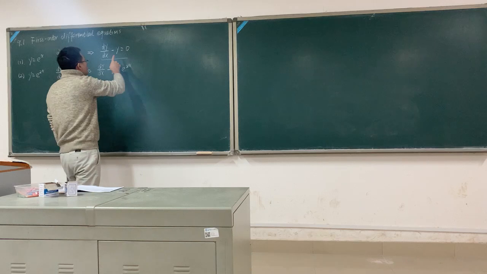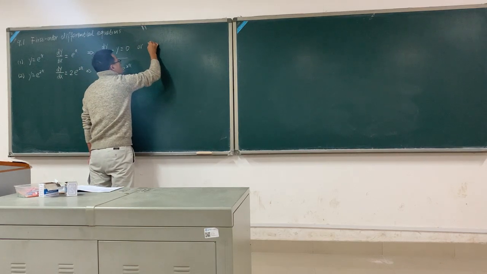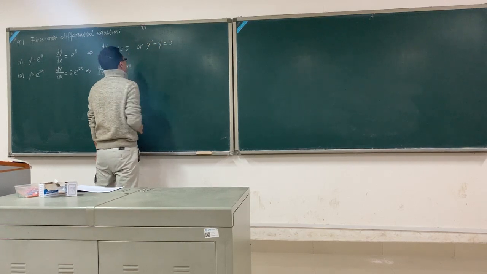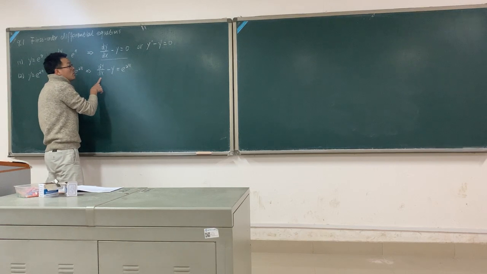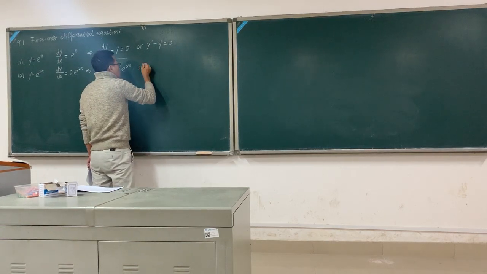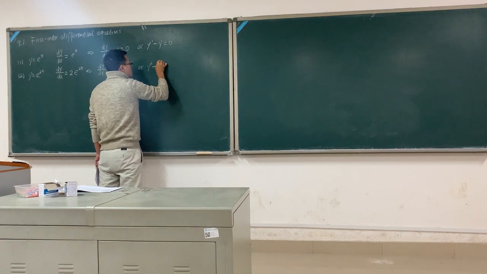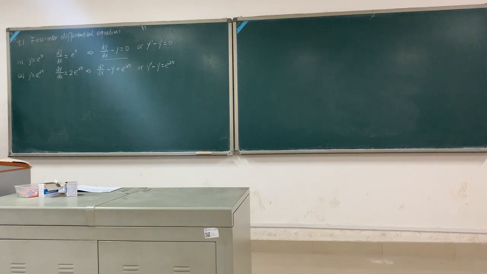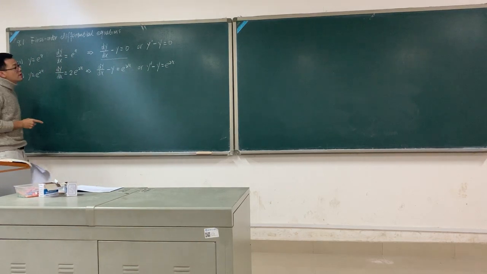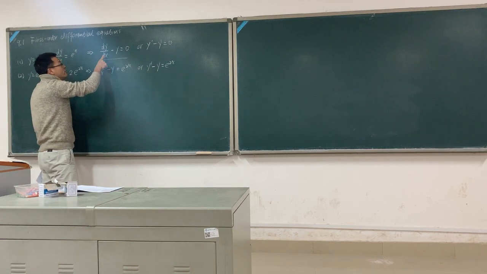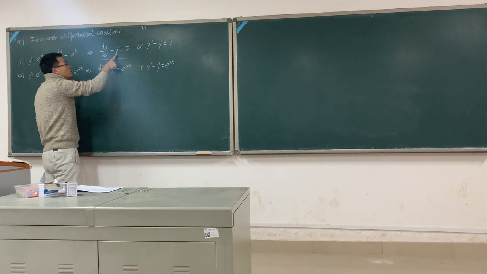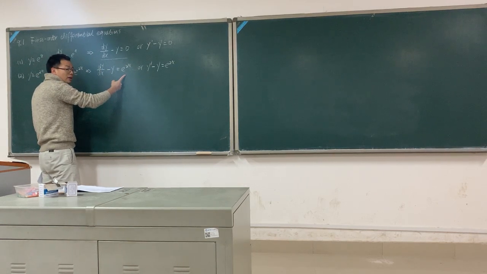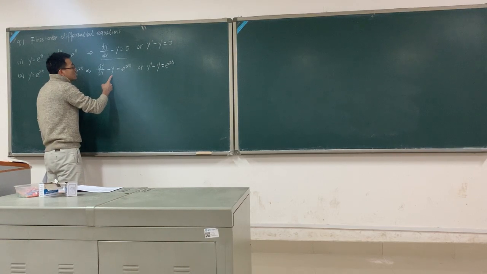So first, we can rewrite it in this form: y' minus y equal to e^(2x). Now we can see this equation: it has the derivative, and it has the function.